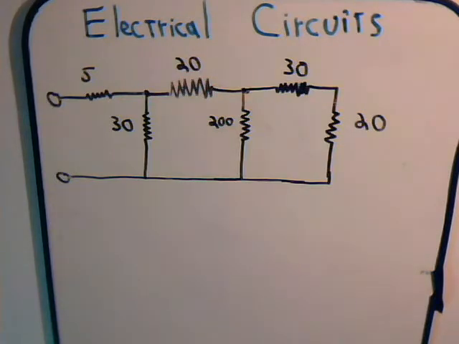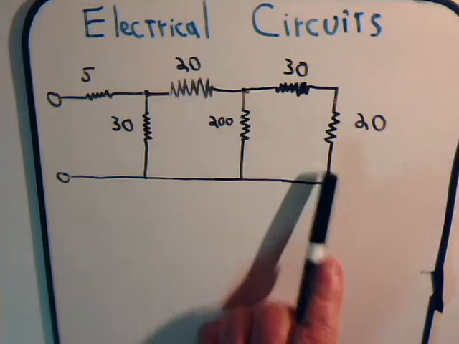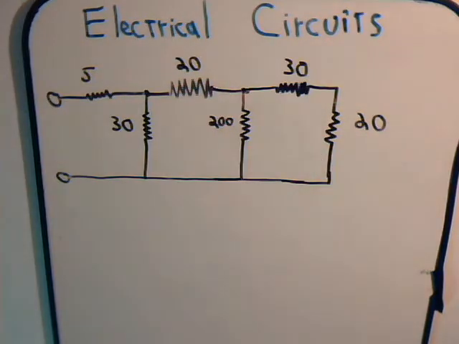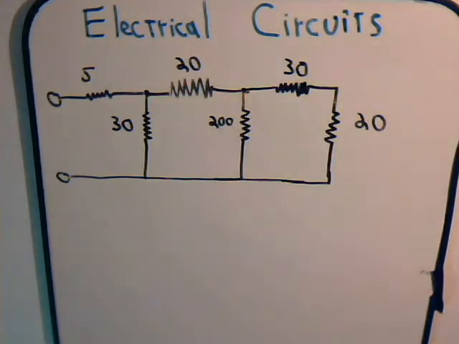As you can see, we have combinations of series resistors and resistors that are in parallel throughout the circuit here. Now, here you might look at these two and decide, well, these are in parallel, the 20 and the 200, and they are, but the more important observation is that the 30 ohm resistor and the 20 ohm resistor are in series with each other.